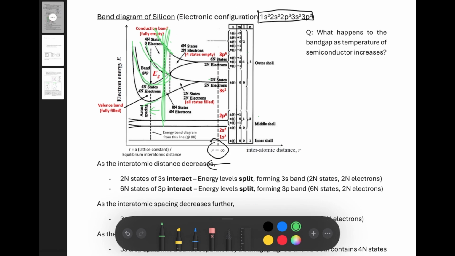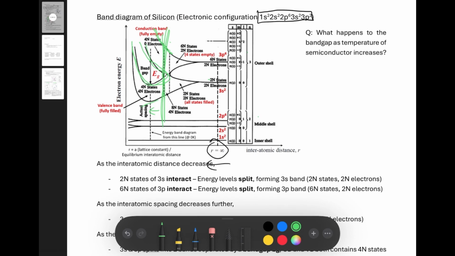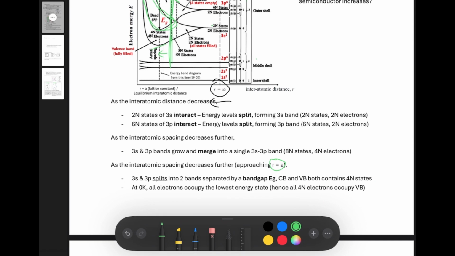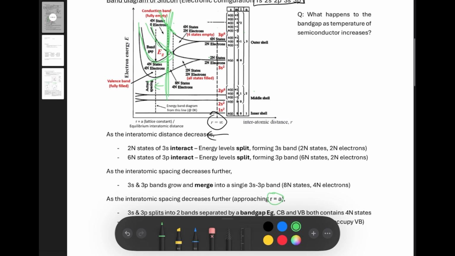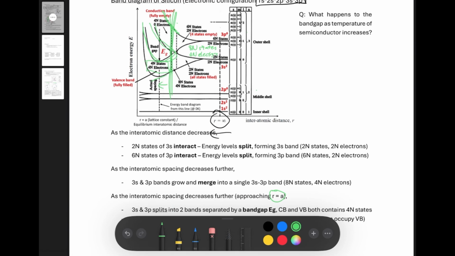So at 0 Kelvin, which is absolute 0, all electrons will take the lowest energy state they can. In this case, because there are 8 n states and 4 n electrons, all the 4 n electrons will take the valence band. Because all the electrons will take the lowest energy possible at absolute 0, all 4 electrons will take the 4 n states in the valence band. And the conduction band is fully empty with 4 n states and 0 electrons. So that is how it's formed.